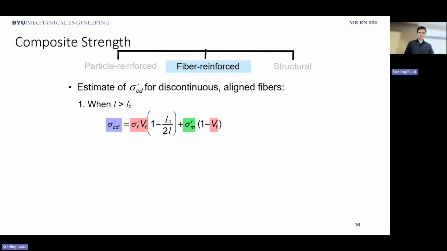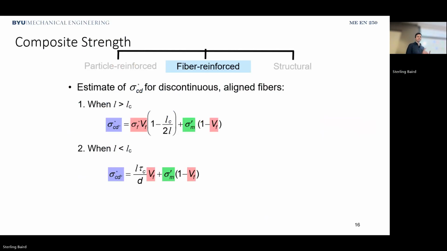Okay, yeah, I think it might not be in the slides, but the transition between continuous and discontinuous is based on 15 times the critical length. I'll double check that though. Give me a second.